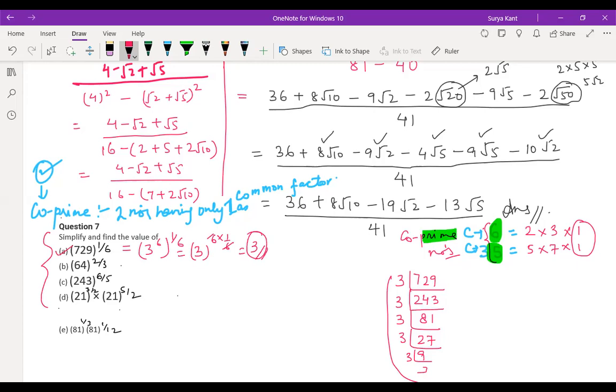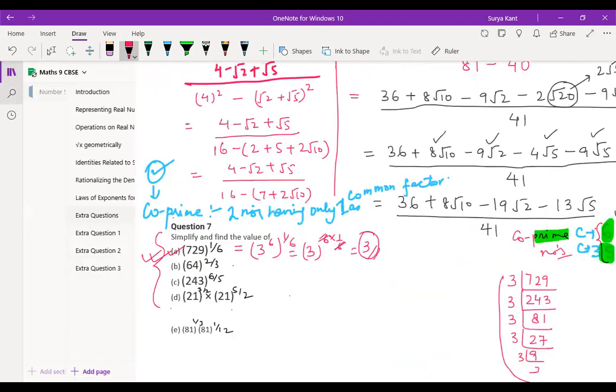See, it's 3 to the power 6. Again, here, in the question they have given the power 1 by 6 also. If you multiply 6 into 1 by 6, this 6 and this 6 get cancelled. But before this, children, I have to teach you this part.